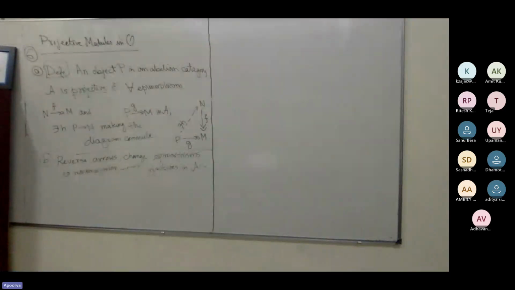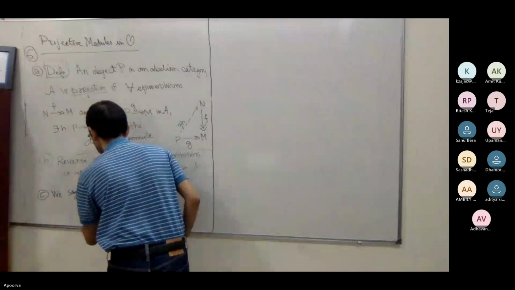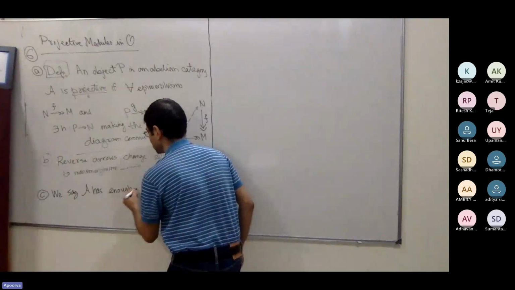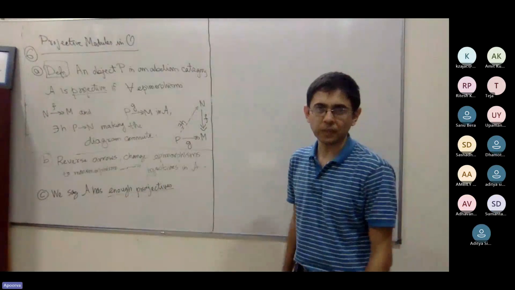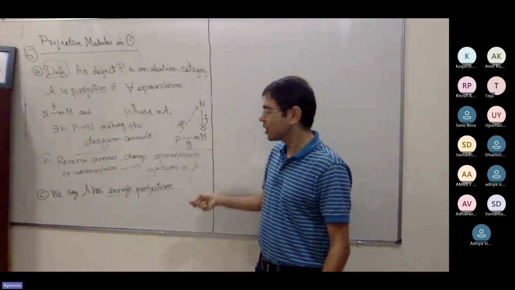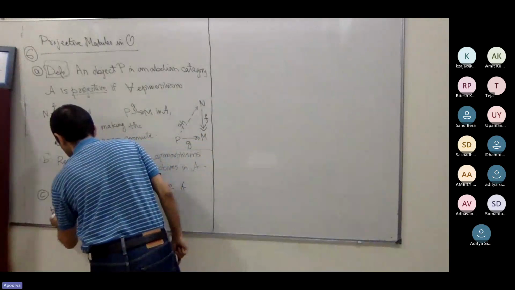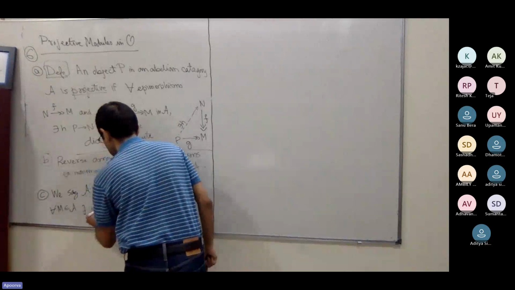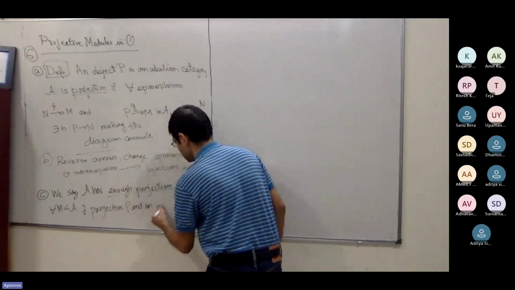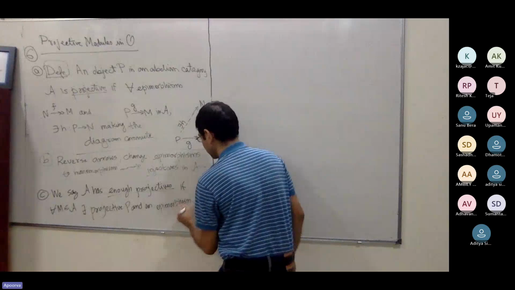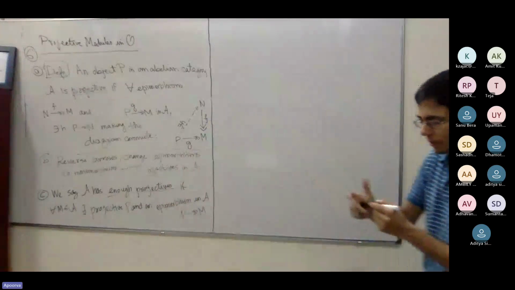Okay. Now, an abelian category is said to have enough projectives. We say A has enough projectives, and similarly enough injectives, but I will not define that. It has enough projectives if for every object N in A, there is a projective object P and an epimorphism from P to N. Everything is in this abelian category.